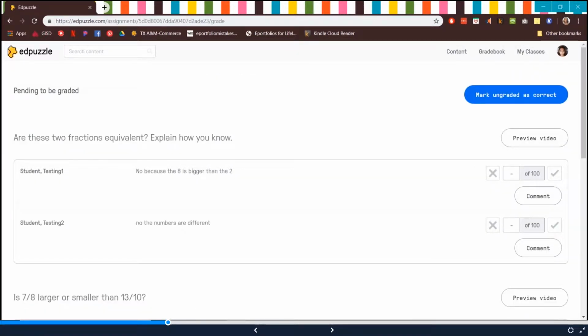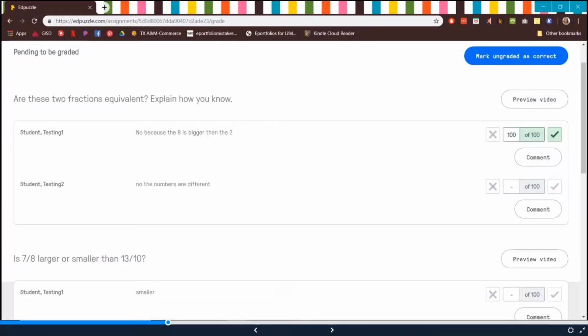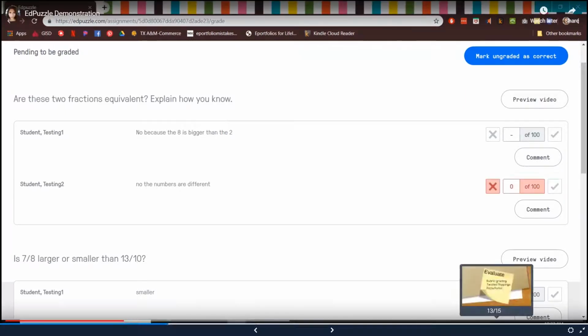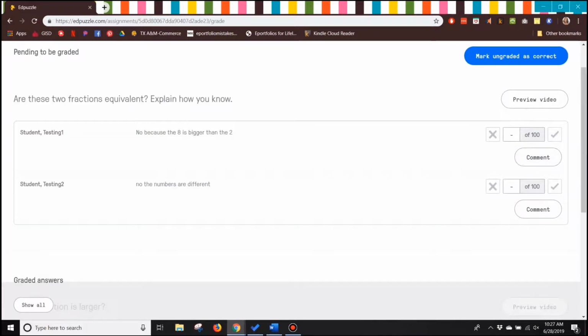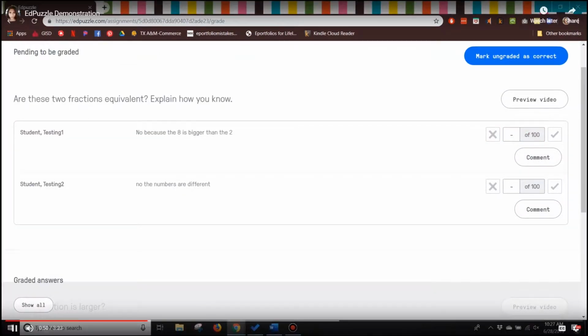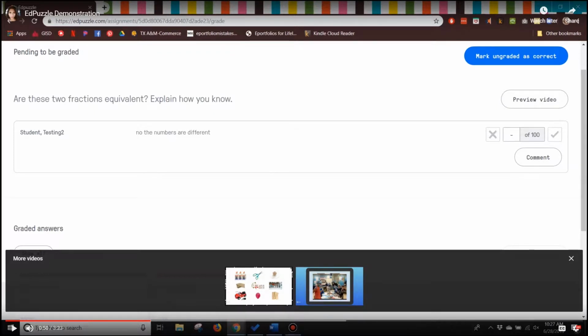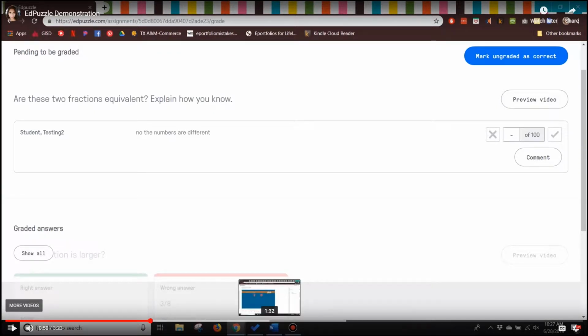The great thing about this is that when I go in for the open-ended questions, I can either say that things are correct and immediately give a grade, or I can say things are wrong. So when I go in and I look at each individual question, I'm able to mark correct and I'm able to mark wrong. So that was from the teacher side of things, and I'm going to skip ahead so I can show you what it looks like on the student side.